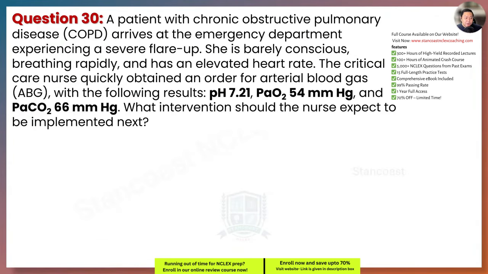Let's have number 30. A patient with chronic obstructive pulmonary disease arrives at the emergency department experiencing a severe flare-up. She is barely conscious, breathing rapidly, and has an elevated heart rate. The critical care nurse quickly obtained an order for arterial blood gas with the following results: pH 7.21, PaO2 54, and PaCO2 66. What intervention should the nurse expect to be implemented next?